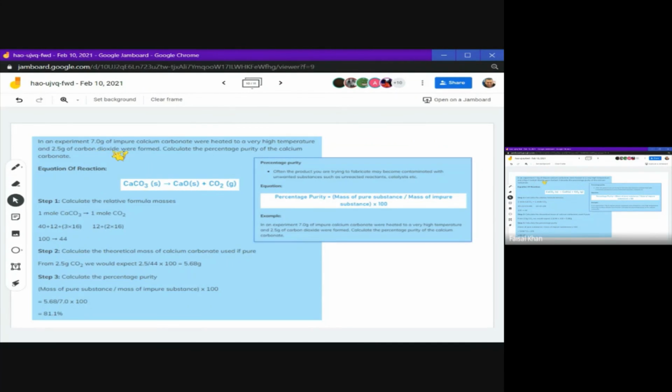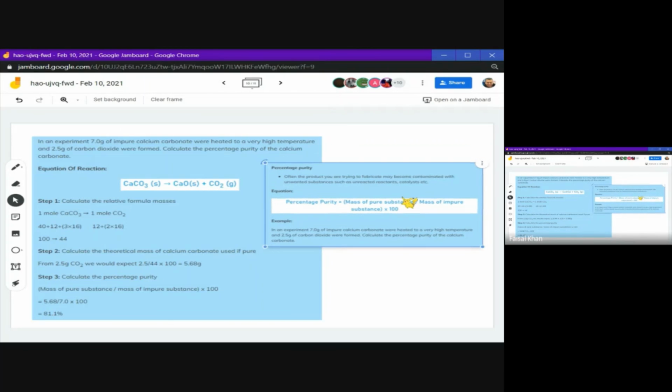In this question, you've got 7 grams of impure calcium carbonate, and 2.5 grams of carbon dioxide formed. Calculate the percentage purity of the calcium carbonate. Basically, you have to work out the number of moles of your calcium carbonate. And then you calculate the theoretical mass of the calcium carbonate used if pure.